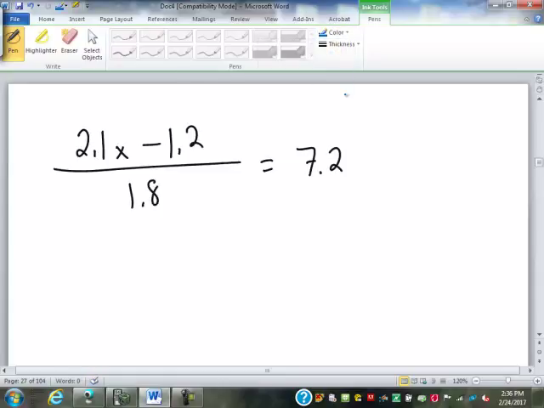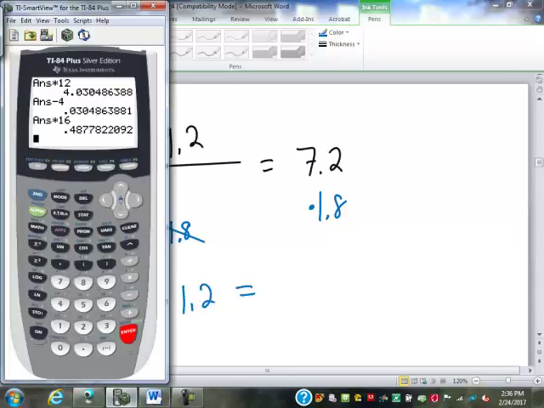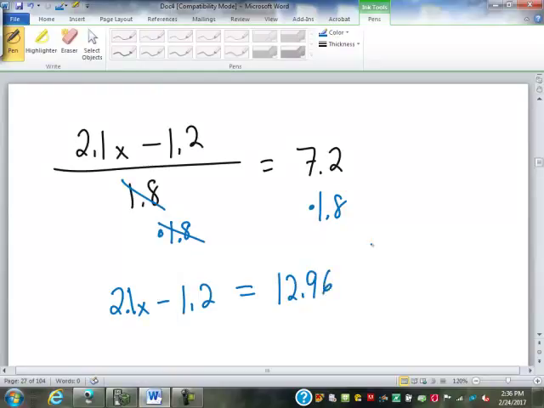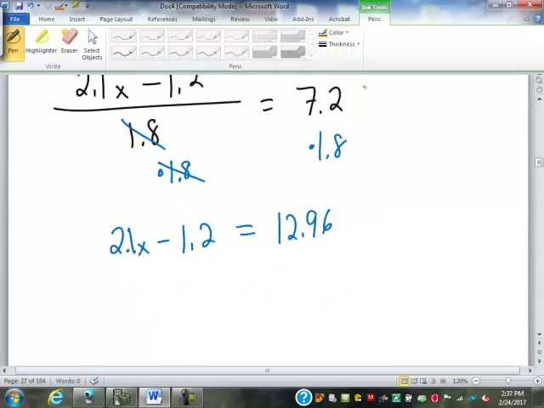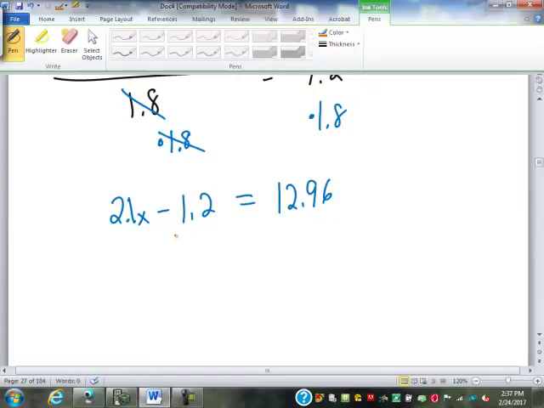So looking at something like this, where am I going to have to start? Multiply by 1.8. Exactly, I have to multiply by the 1.8. So that makes that go away. I have to multiply by 1.8 over here. So on the left, I have 2.1x minus 1.2 equals 7.2 times 1.8, which is 12.96. Then what? Subtract 1.2. Not subtract, but add 1.2.